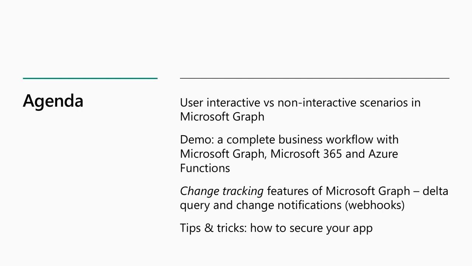After that, Dan is going to walk us through a demo of a provisioning workflow that implements that non-interactive model, and he's going to show us some cool capabilities both in Graph and in Azure. After that, we will deep dive on what we call change tracking capabilities of Graph. This is what our demo heavily relies on to respond to data changes and events in services. So we'll help you understand the difference between Delta Query and change notifications, and how to choose between those two.